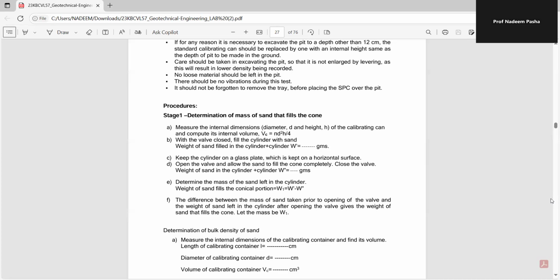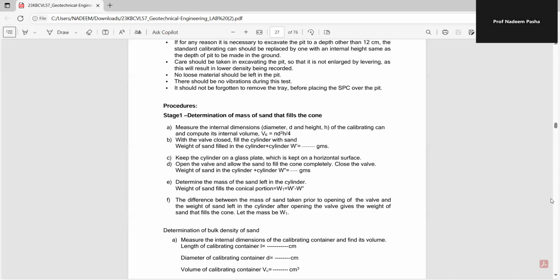Open the valve and allow the sand to fill the cone completely. Close the valve. Weight of sand in the cylinder plus cylinder is equal to W' grams. Determine the mass of the sand left in the cylinder. Weight of sand which fills the conical portion W1 is equal to W' minus W''. The difference between the mass of sand taken prior to opening of the valve and the weight of sand left in the cylinder after opening the valve gives the weight of sand that fills the cone. Let the mass be W1.